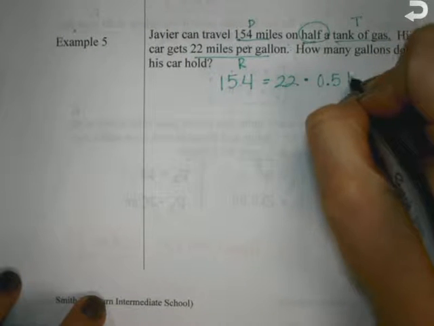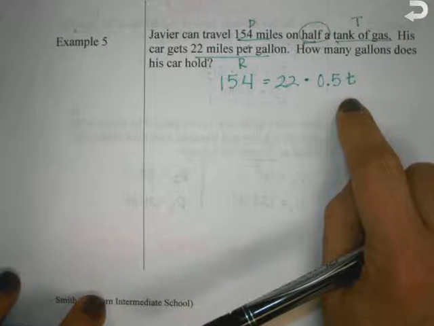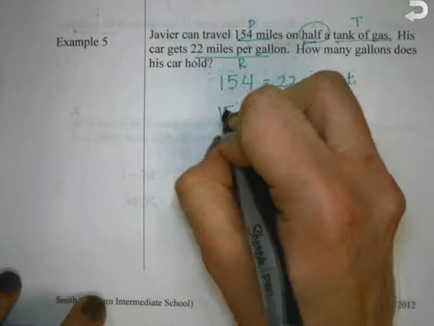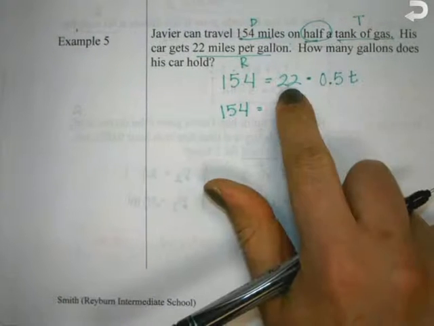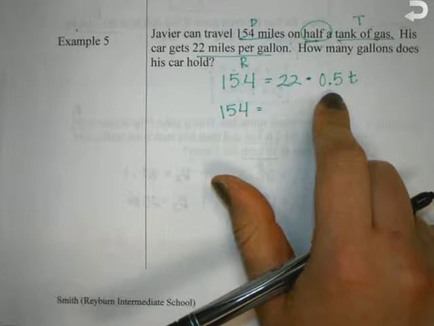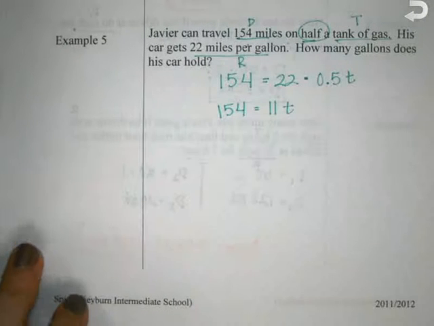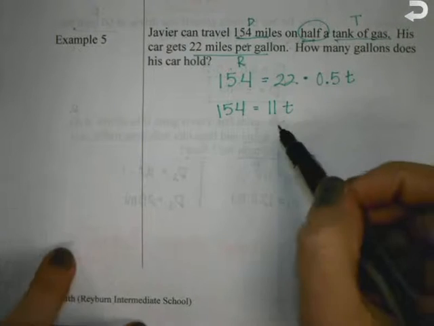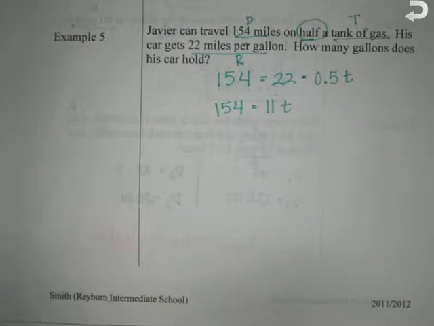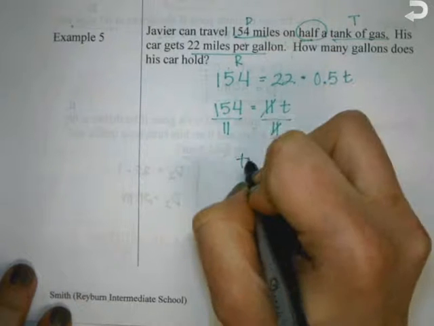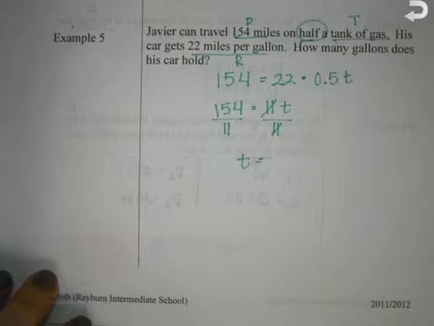Okay, so that's 154 equals, what's 22 times 0.5? What's half of 22? 11. Move your decimal. So 11T. So then what do I do to solve for T? Divide by 11. So T equals? 14 what? Gallons. What was the problem asking us? How many gallons does his car hold? 14.